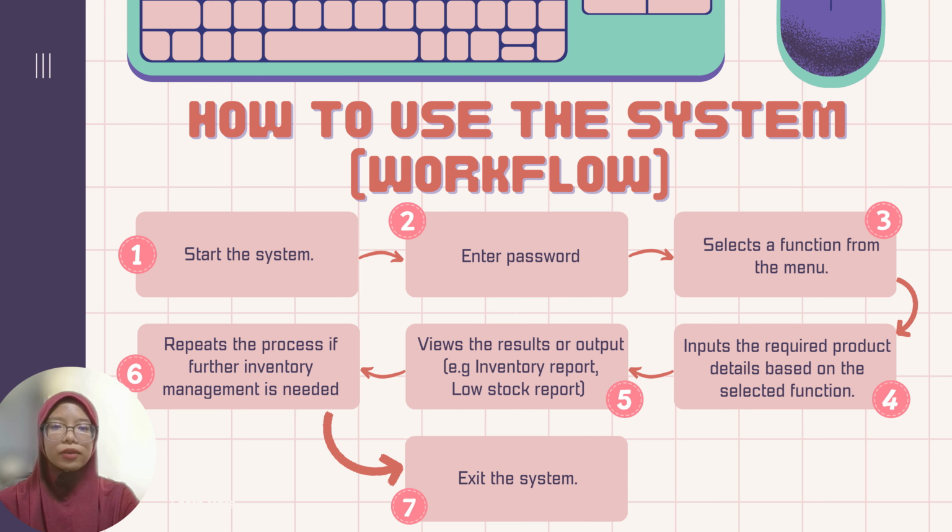Next, I'll present about user workflow. The user begins by launching the system and entering the correct password to gain access. Upon successful authentication, the system displays the main menu where user can select desired function such as adding, updating, searching, or deleting. Then, the user can enter required product input such as name, price, and quantity based on the selected function. Then, the system processes the request and update the inventory accordingly. The user then able to view the output such as update the inventory report and low stock report. This process can be repeated as needed until the user chooses to exit the system.